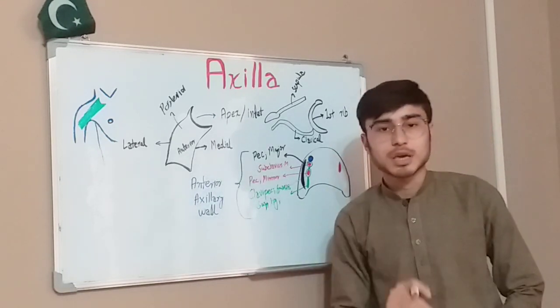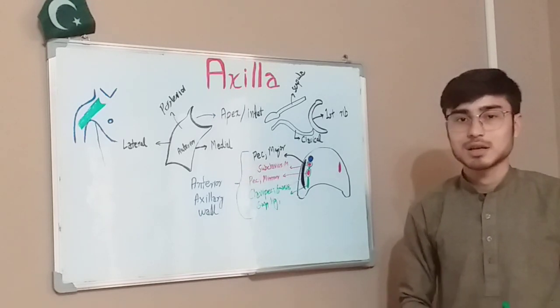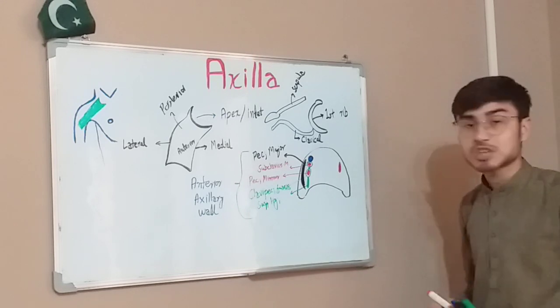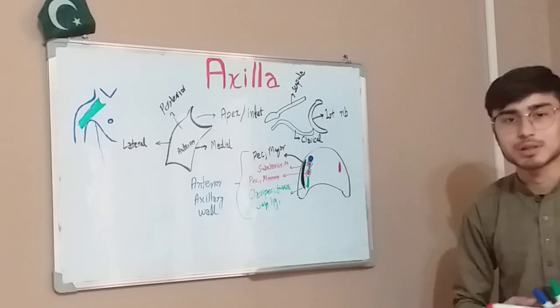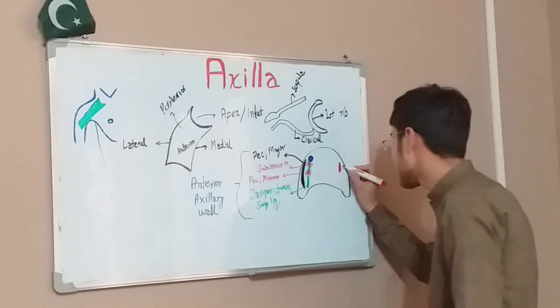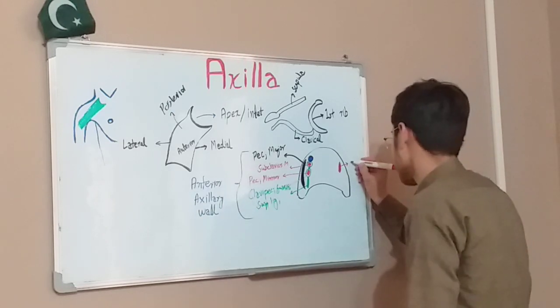Actually, anterior to the scapula, we have a fossa, and we were calling that very fossa the subscapular fossa. And in that subscapular fossa, we have this very muscle, and this very muscle is called the subscapularis muscle.